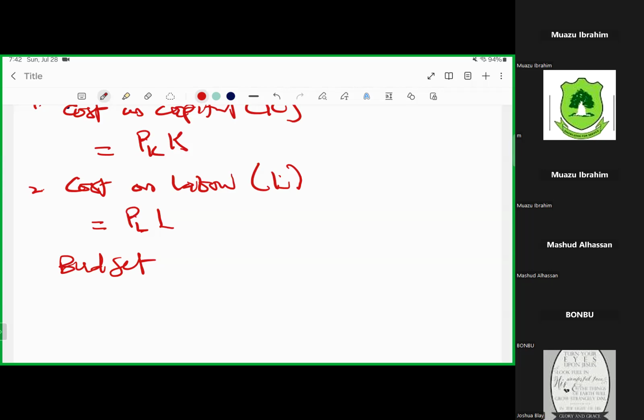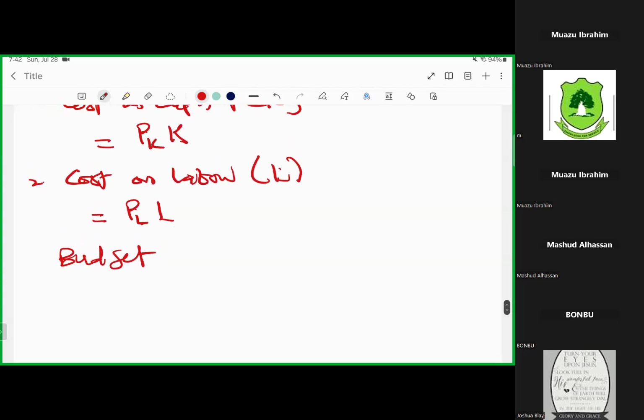Yes, so please continue, Prof. Okay, good. So we have the budget for the production inputs, and the total budget that you will have will be the amount that you are spending on capital plus the amount that you are spending on labor. In this case, we can let our budget represent M. So M will be the budget.